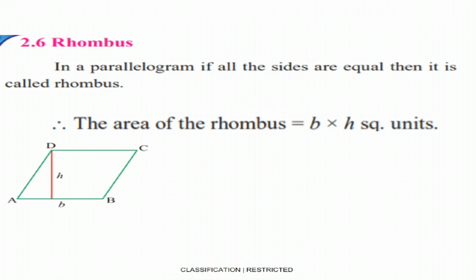Good morning students. Today we are going to discuss about rhombus. So the definition of rhombus: in a parallelogram, already you studied about parallelograms in previous classes, if all the sides are equal, then it is called a rhombus. So what is the area of rhombus? If that is the given parallelogram, the area is B into H square units. This is the first model.